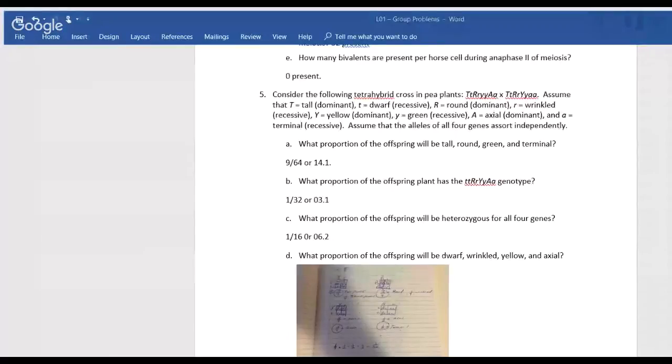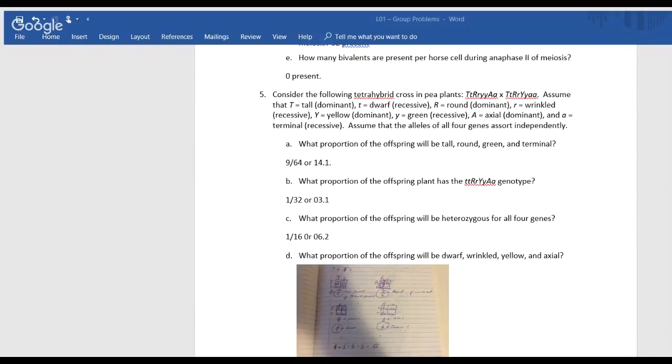All right, so this is the tetrahybrid cross in pea plants. Here's all the different alleles of the genes. They're mismatched. You got this in the original individual and the other individual. And so we have all the characteristics, and so we're doing independent assortment.